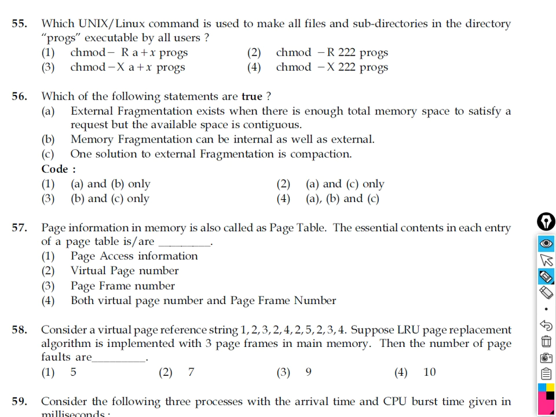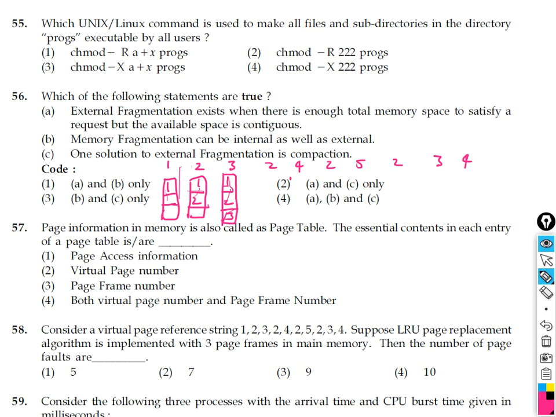So what is the main memory size? 3 frames are there, and you need to write the page reference string 1, 2, 3, 2, 4, 2, 5, 2, 3, 4. So initially, because there are empty frames, there is empty memory, you can accommodate 1. Next, you can accommodate 2 also. Next, you can accommodate 3 also. 1, 2, 3, and then we need 2. 2 is already there, so no need to replace.